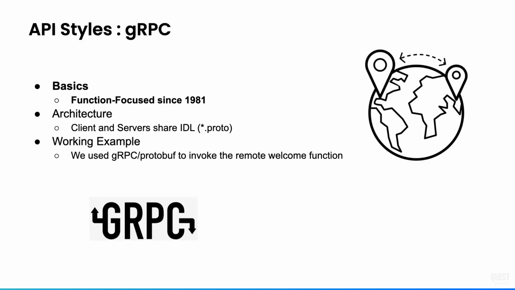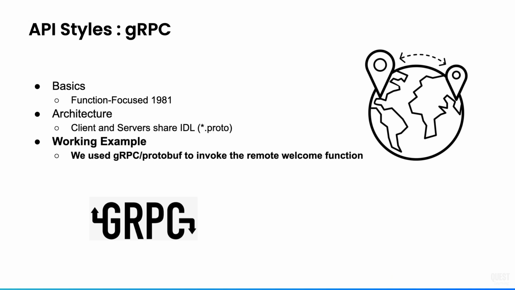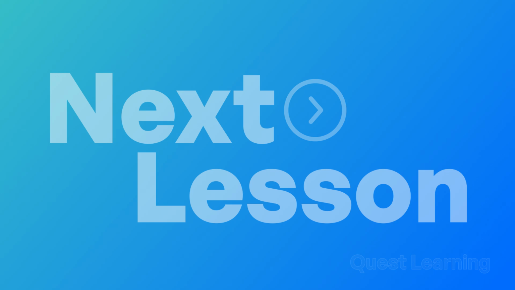All right, let's do a quick review. The gRPC style goes all the way back to 1981, and it's been function-focused ever since. It's very mature. The clients and servers share an interface definition, an IDL file. In the example we saw, it was called a protobuf file. And that helps servers implement the answer to the function call and the clients to know how to make that call. In our example, we used Google's RPC protobuf to invoke the remote welcome function and get its return values back and forth. So that's the gRPC style.